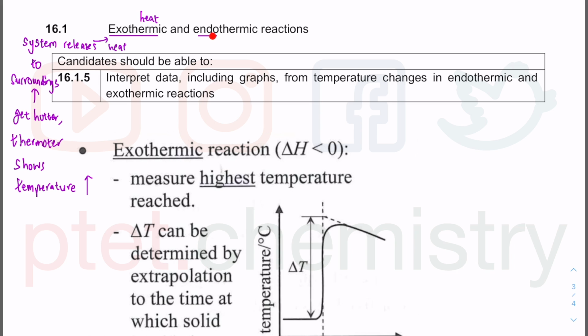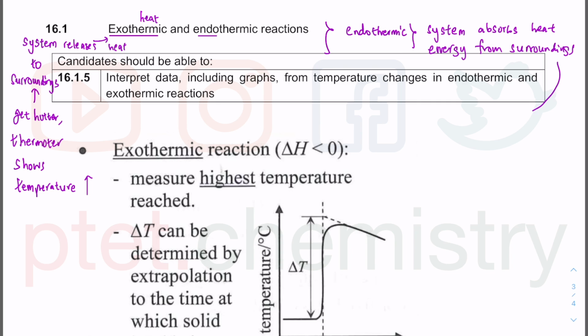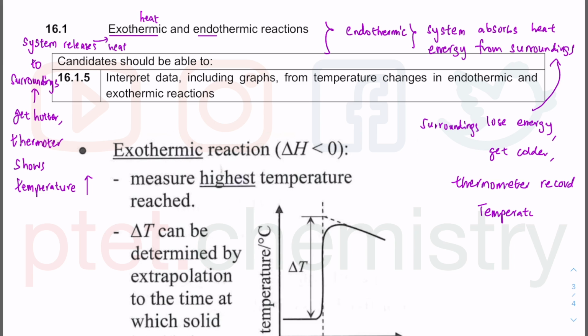On the other hand, when you have endothermic reactions, what actually happens is the system absorbs heat. Here, instead of releasing, the system takes in the heat energy, meaning the thermal energy, and it takes it from the surrounding. When you take it from the surrounding, the surrounding loses energy, and when your surrounding loses energy, it will get colder. What will your thermometer read? Your thermometer will record a temperature, which is your reading, going down.